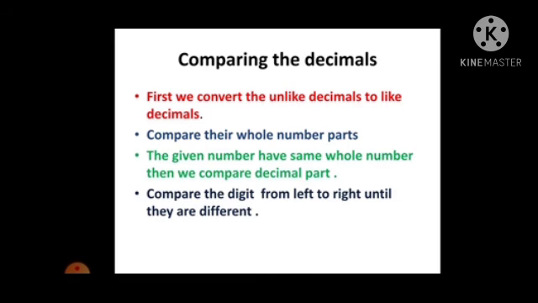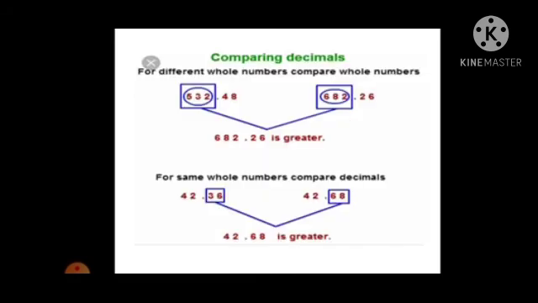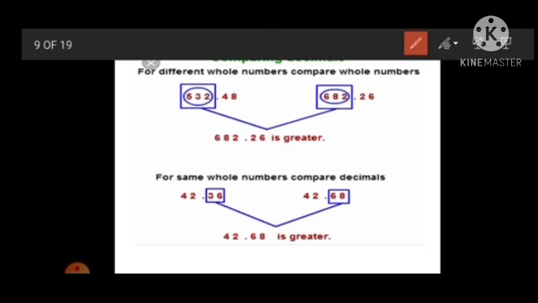Okay students. Now next, see 532.48 and 682.26. What will we do first? Both of these decimal numbers are like decimals. So first we check the whole numbers. 532, 682. Which is the biggest? 682. So 532.48 is less than 682.26.